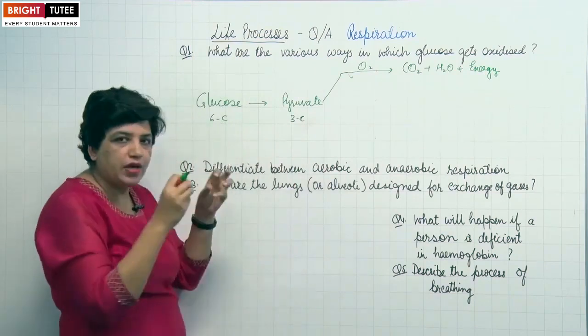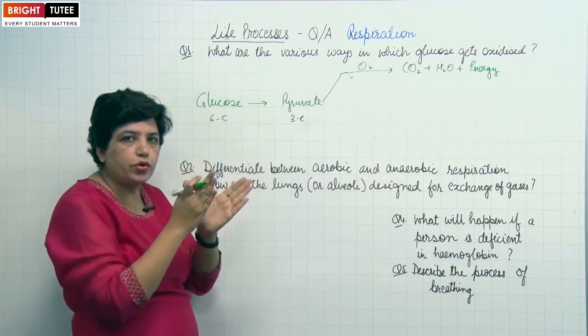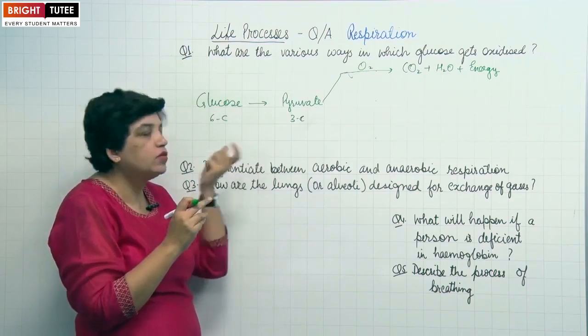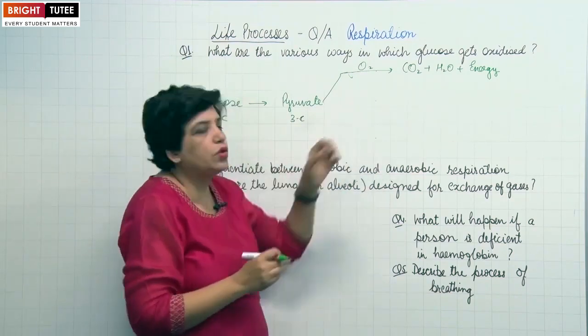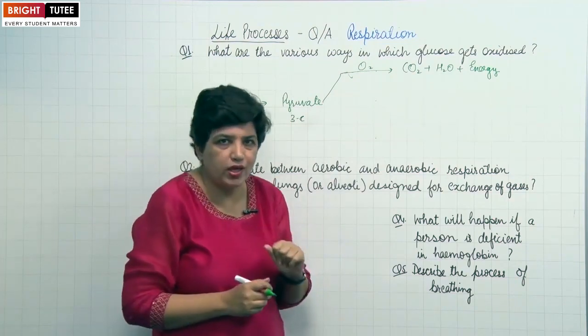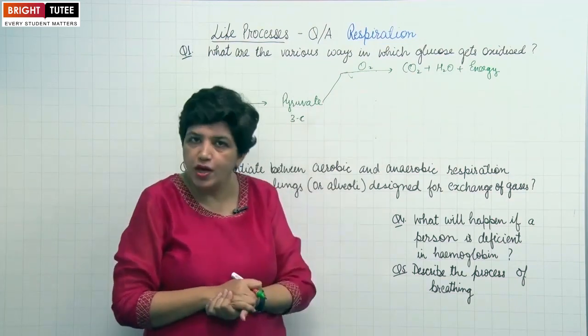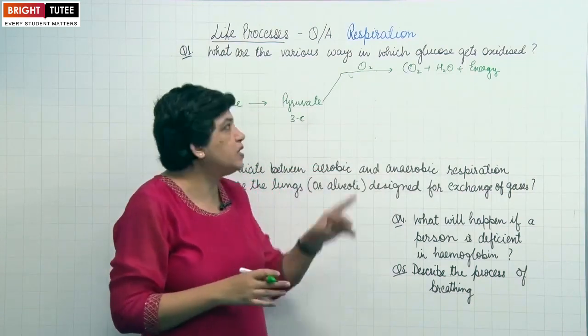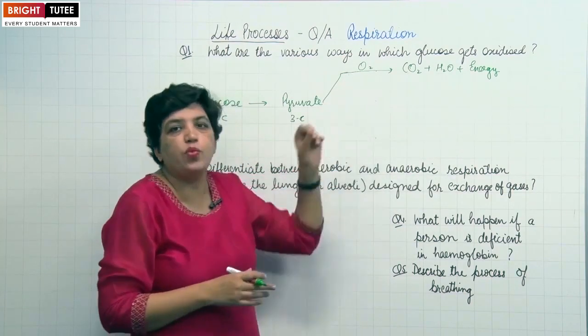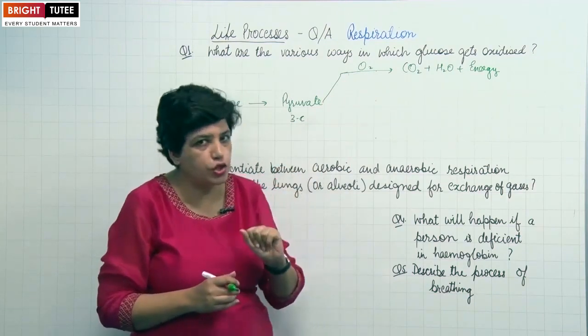From a 6-carbon compound chain, it is broken down into a molecule with 3 carbon. Then it is further broken down into molecules containing 1 carbon only. So there is a complete breakdown of glucose molecules with release of energy. This happens only in aerobic respiration when there is presence of enough oxygen.